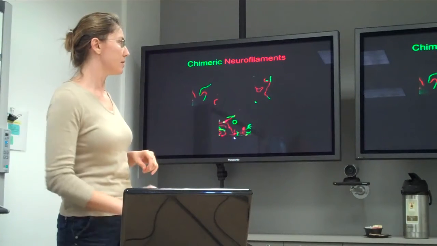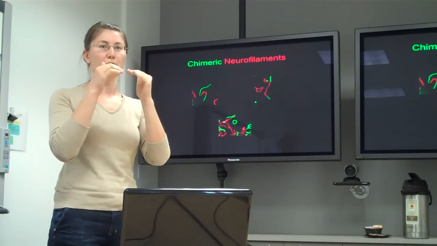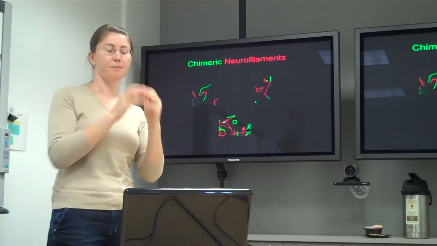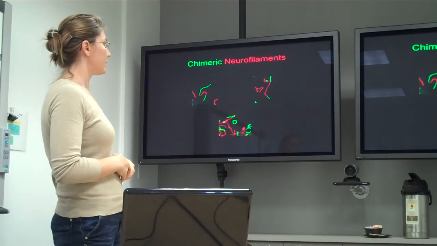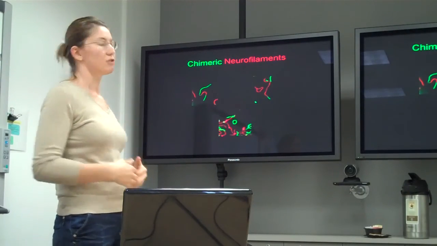In some rare instances, I also observed circular filaments, suggesting that one filament was able to actually fuse through its ends. So these results suggest that intermediate filaments can fuse with each other, and then by fusing they actually get longer.